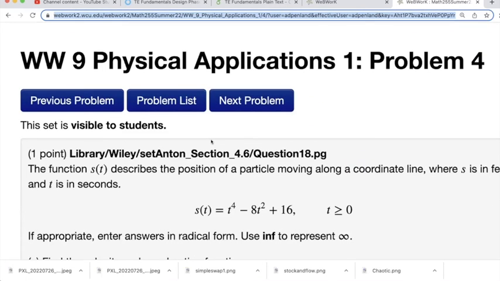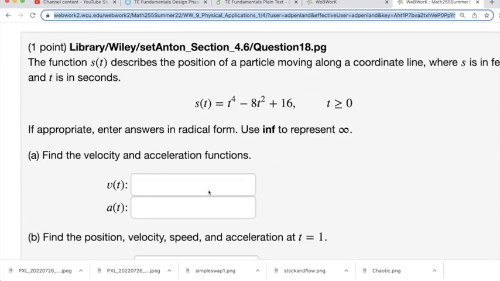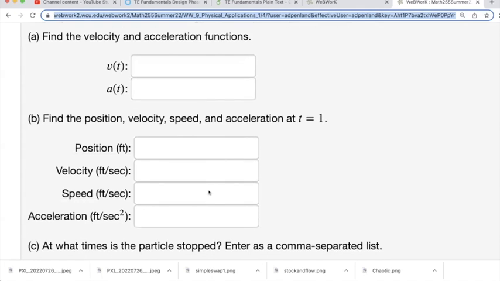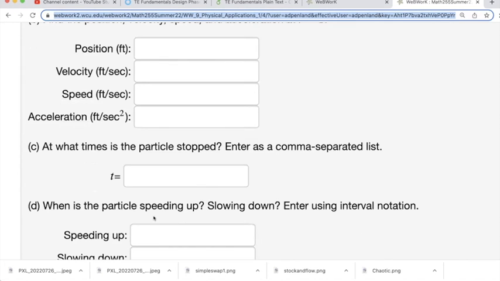So here we are given the function s of t equals t to the fourth minus 8t squared plus 16, where t is greater than or equal to 0, and we're asked several questions about velocity, acceleration, and speed. There's a question here: when is the particle speeding up and when is it slowing down? And I want to talk about how to answer that one.